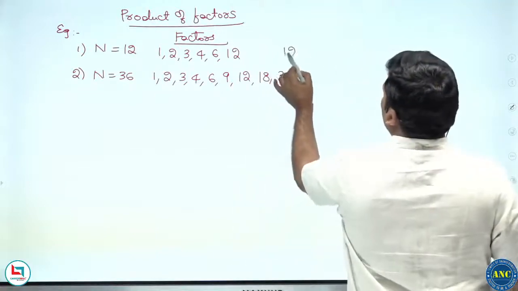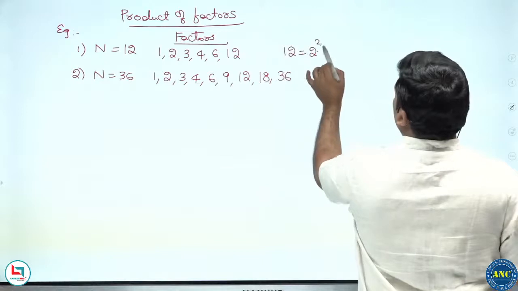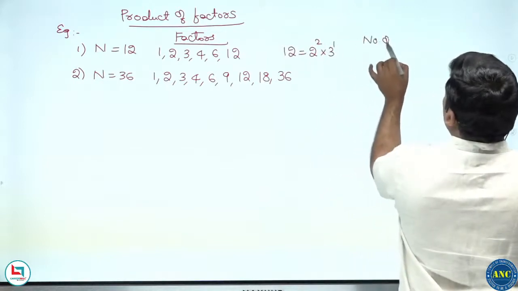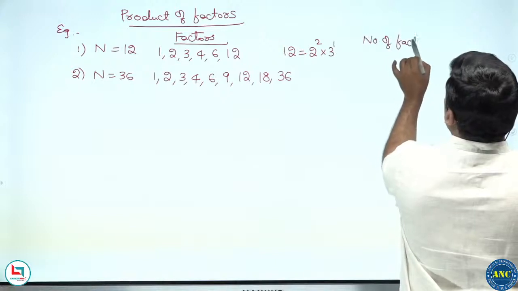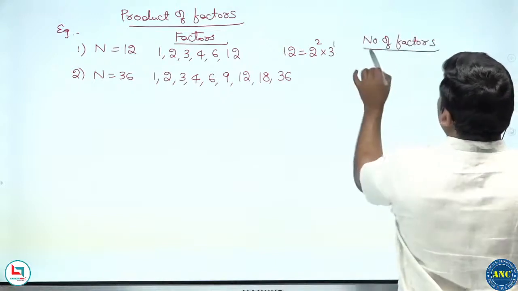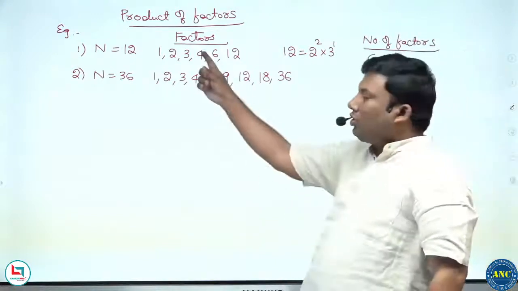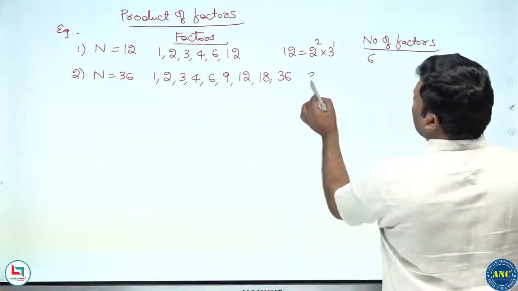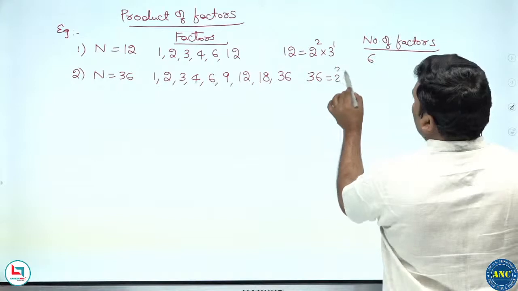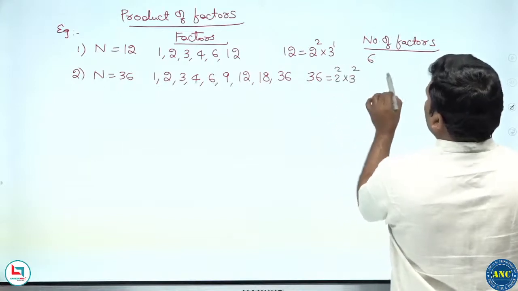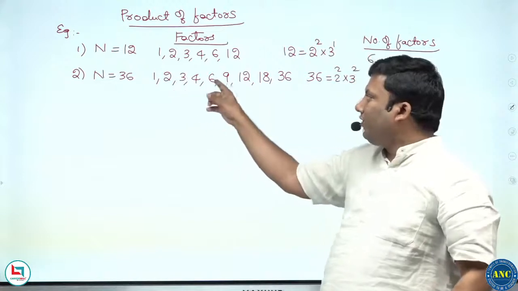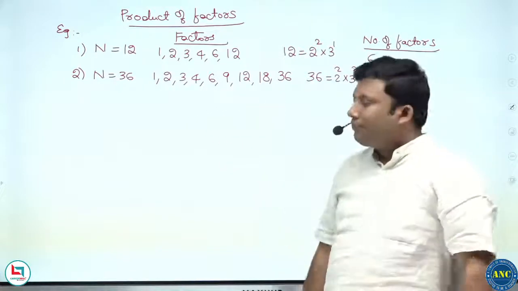12 is equivalent to 2 square into 3 power 1. So the number of factors is 3 into 2, total 6 factors are there for 12. So 1, 2, 3, 4, 6 and 12. Similarly for 36, 36 is 2 square into 3 square. 3 into 3, 9 factors.